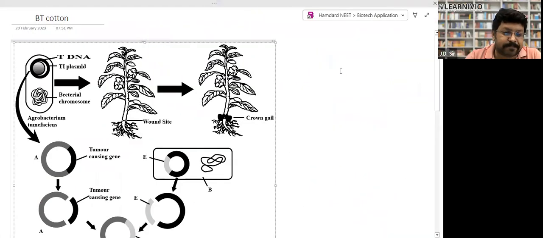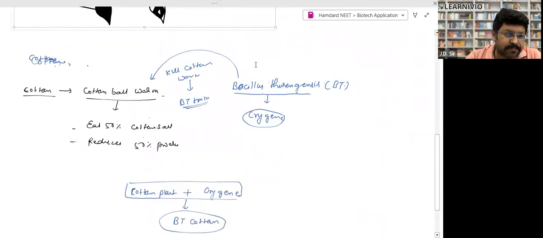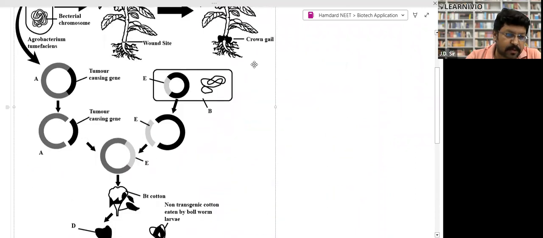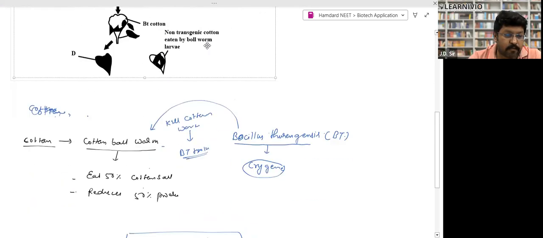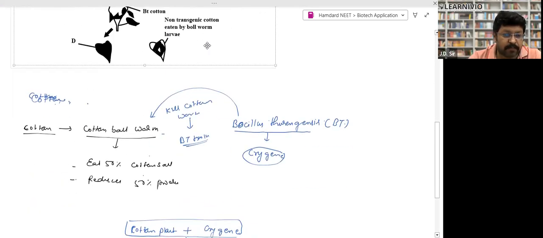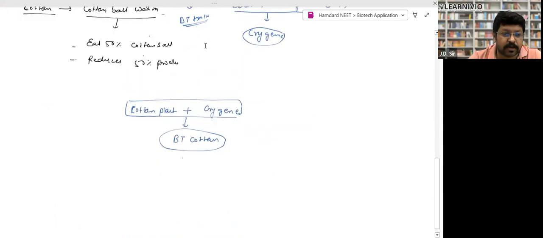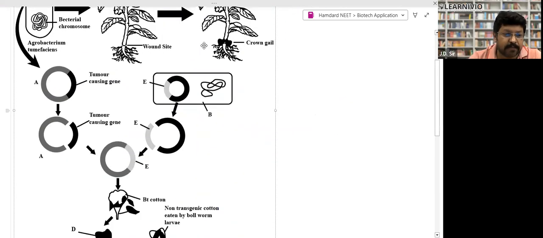Now, BT cotton. Actually, now you will get a number of questions from this topic only. That's a very old topic, but they ask the question in different ways, right? Look, what happened? BT cotton. First thing, what is the BT gene, right? Let me tell you what is the BT gene.